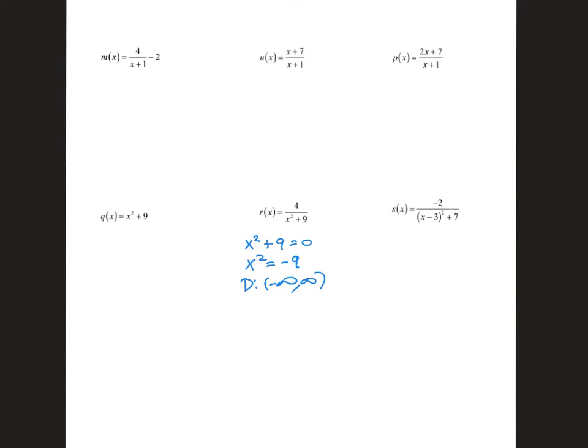Then when we think about the range, we're thinking about output. What are the possible outputs of this function? If we look at the function, 4 is just going to stay as 4. The only thing changing is that x squared, and the smallest that's going to be is 0, and then it can get hugely positive. And I have this plus 9. Doing the order of operations for the denominator, the numerator is 4, and the denominator will range from 9 to infinity.